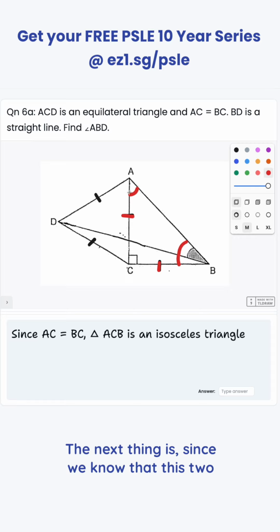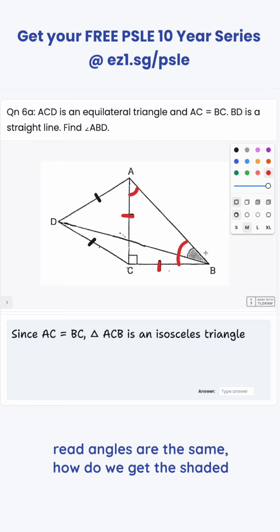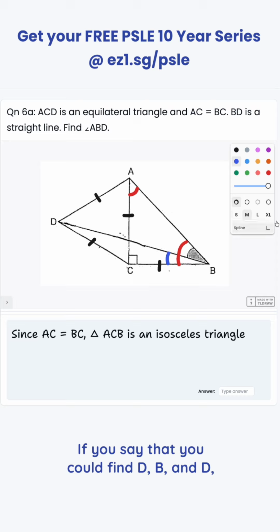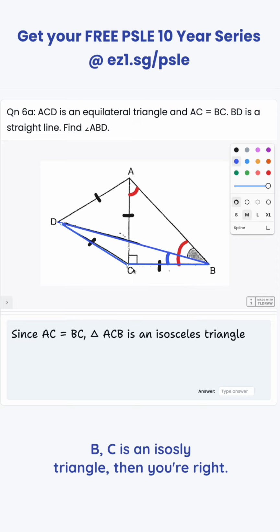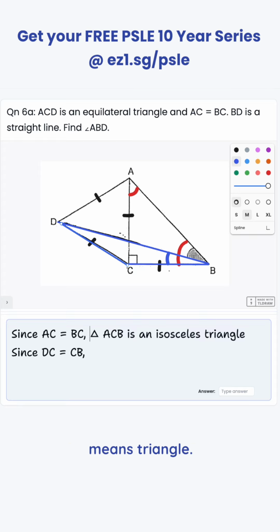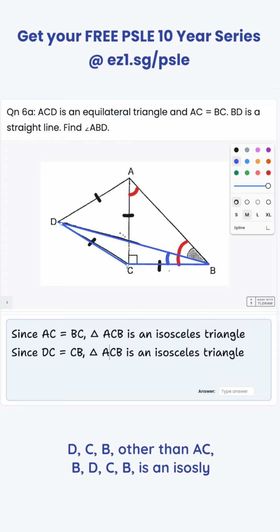The next thing is, since we know that these two red angles are the same, how do we get the shaded angle? We also need to find this angle. If I were to just remove the red, do you see any other isosceles triangle? If you say DBC is an isosceles triangle, then you're right. Since DC is equal to CB, other than ACB, DCB is an isosceles triangle.